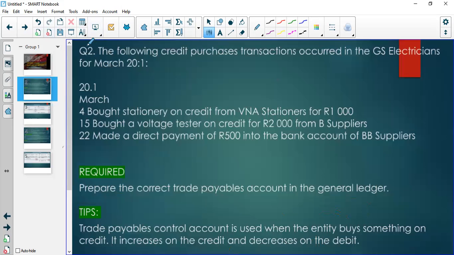So next we go to trade payables control. So the trade payables control account is when we owe people for our operations.